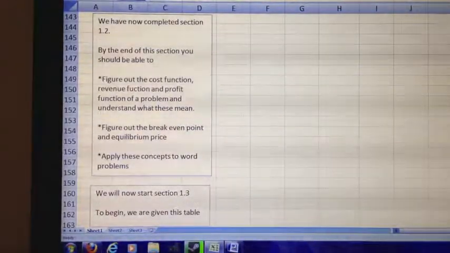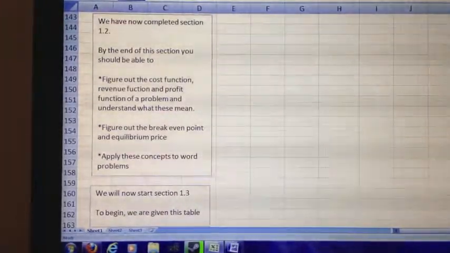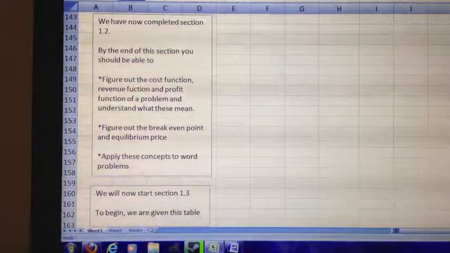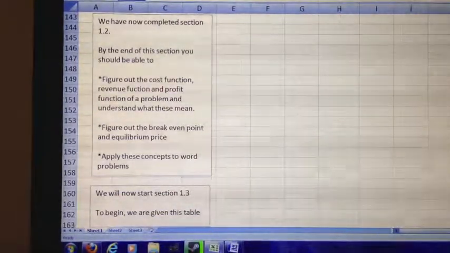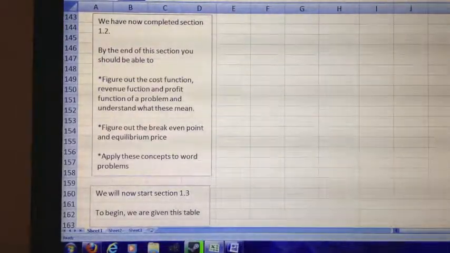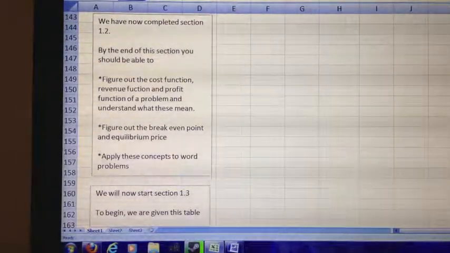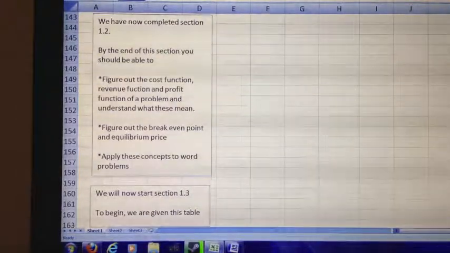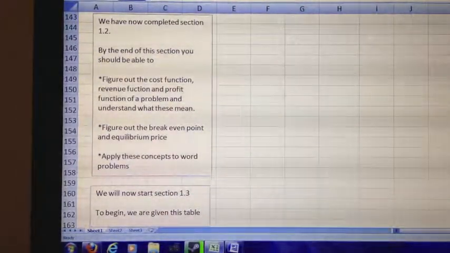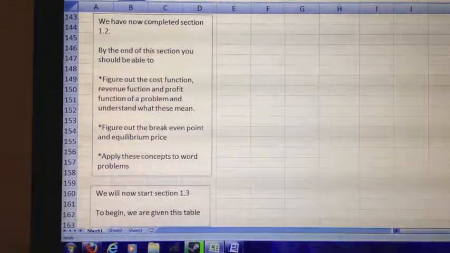We have now completed section 1.2. By the end of this section, you should be able to figure out the cost function, the revenue function, and the profit function of a problem, and you should understand what these mean. You should be able to figure out the break-even point of a problem and the equilibrium price in a problem. And you should be able to apply these concepts to different word problems.